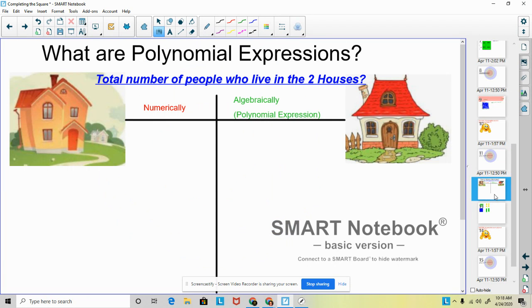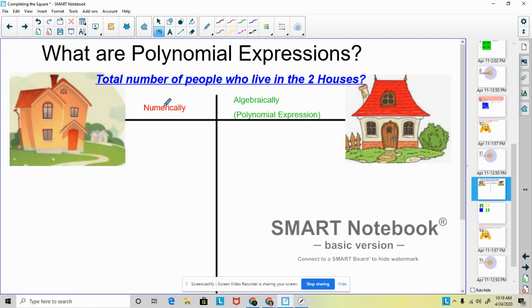Now, first, I want to remind you, or give you a different perspective on, what a polynomial expression is. To do that, I created this example. It wants us to show the total number of people who live in the two houses. When it says the total, that means I have to take the number of people that live in this house and the number of people that live in this house and add them together. I want to express that total in different ways.